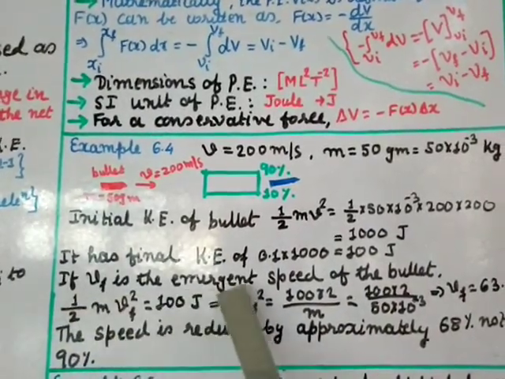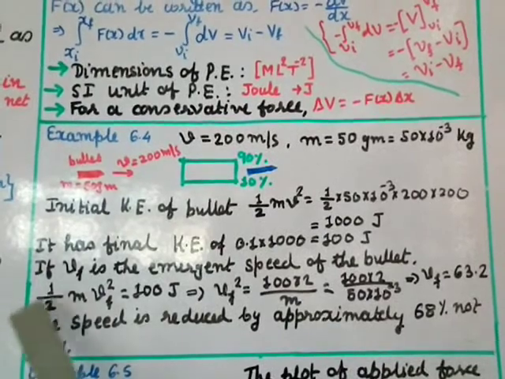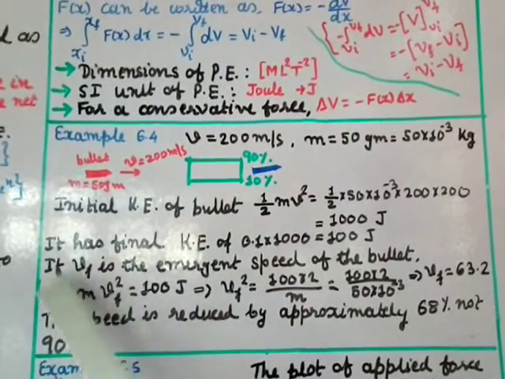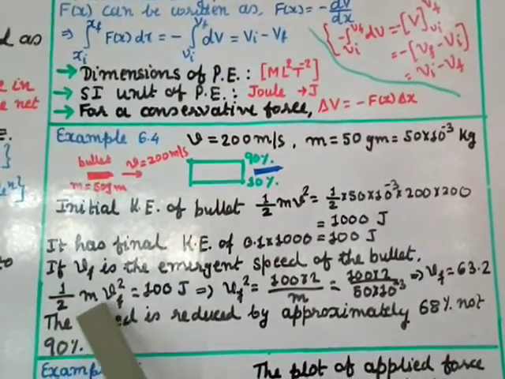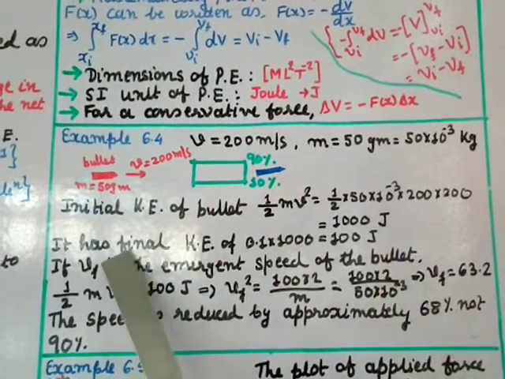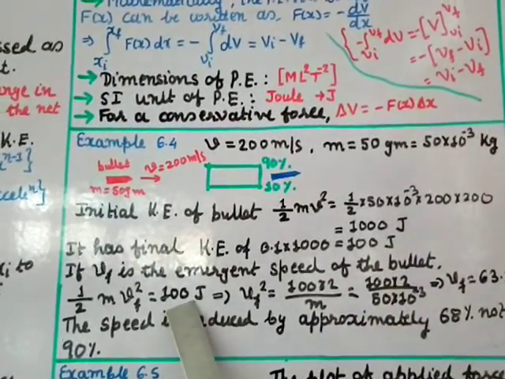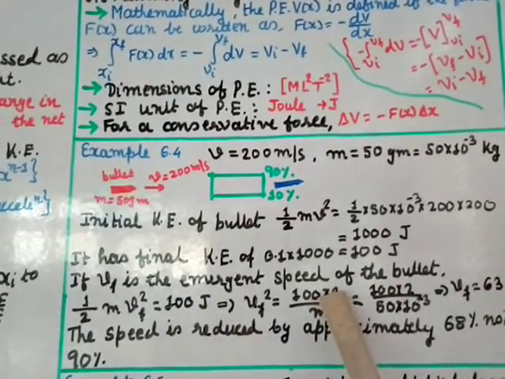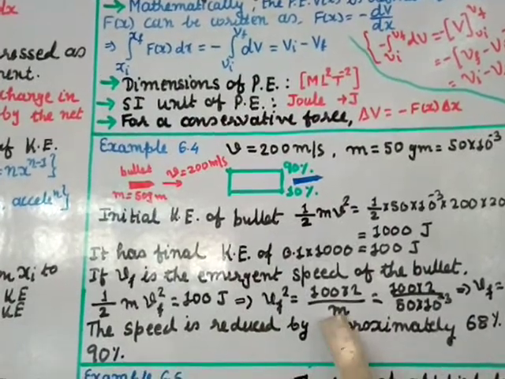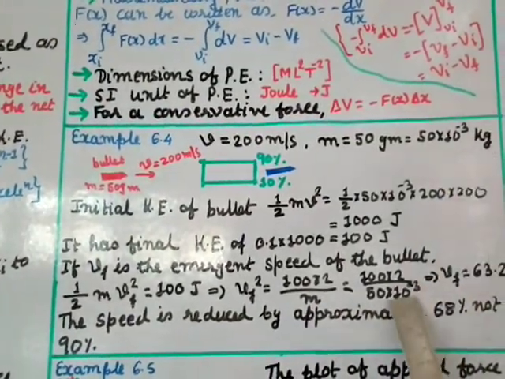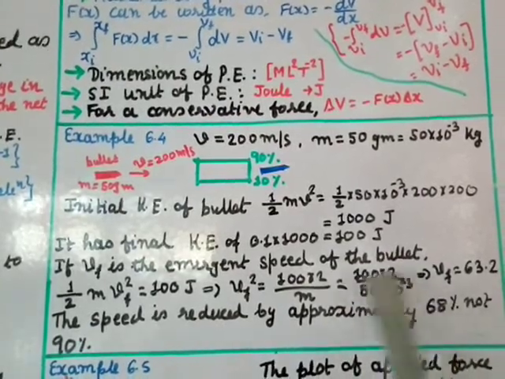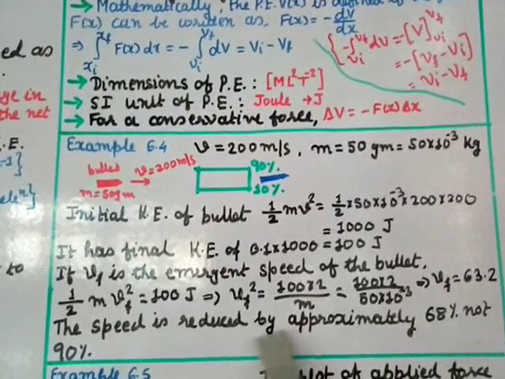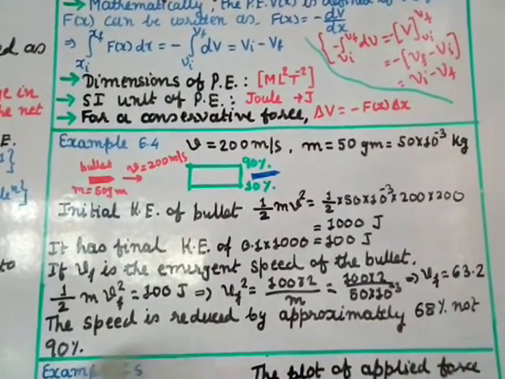If Vf is the emergent speed of the bullet, then 1 by 2 m Vf square equals 100 joule. This is the final kinetic energy, so 100 joule. This implies Vf square equals 100 into 2, and this m goes in the denominator. The value of m is the mass of the bullet, 50 into 10 power minus 3. Put the value, simplify, and take the square root on both sides, you get Vf is equal to 63.2. That means the speed is reduced by approximately 68%, not 90%.